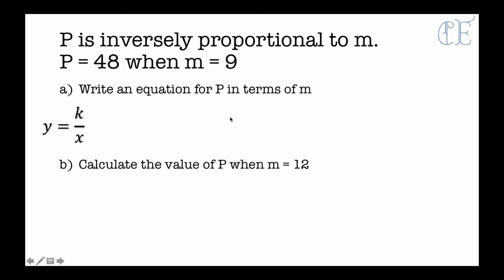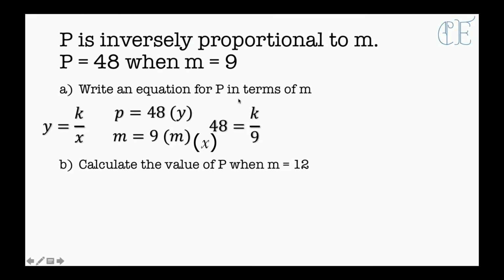So here they've told us that P is 48 and M is 9. So we're going to write this out. P equals 48, and I'm going to write that as y. The reason I know that that's y is because it's saying here, write an equation for P, which means P needs to be at the beginning. P equals. So y must be the same value as what P is going to be. So P is 48, which is our y value, and M is 9, which is our x value.